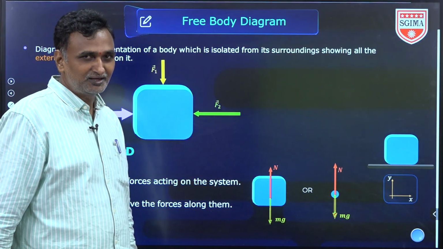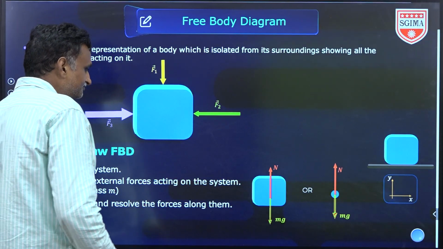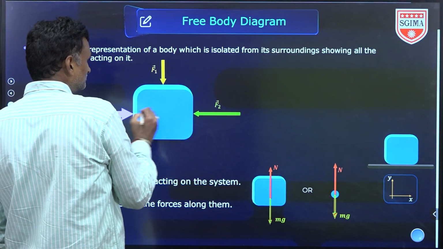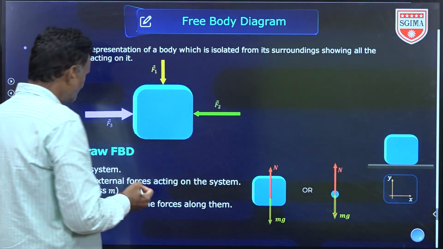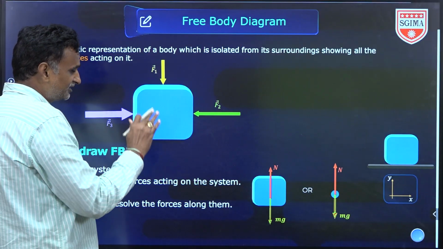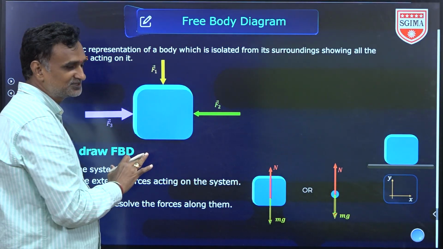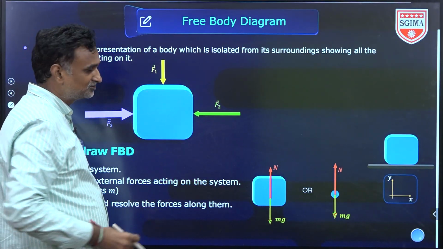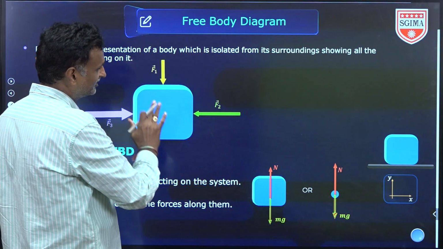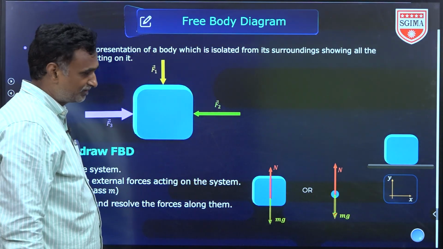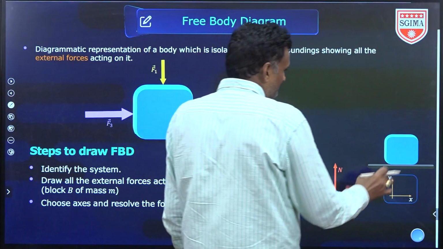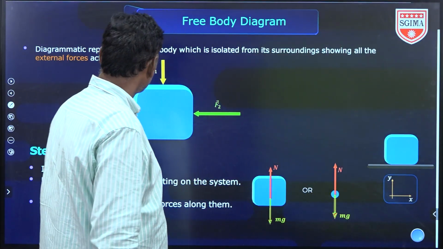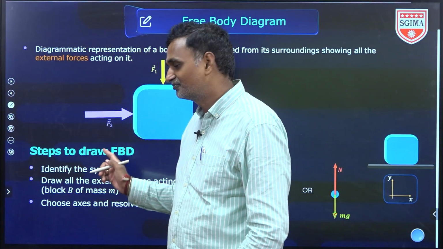That is especially expressed in the free body diagram. Suppose here this is one object, F1 is acting downward, F2 is acting on the left side, and F3 is acting on the right side. Suppose an object is exerted by these three forces, we need to represent them with arrow marks. So this diagram, this picture, is called a free body diagram. But whenever it is placed on the table, what are the forces acting on it, we need to draw. So here, how to draw the FBD?